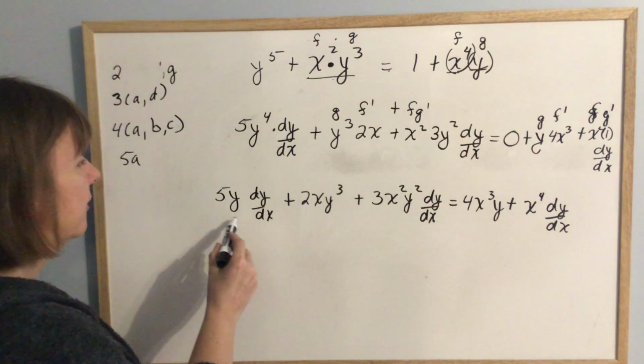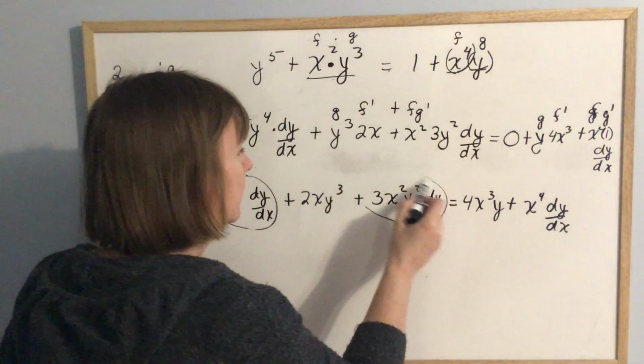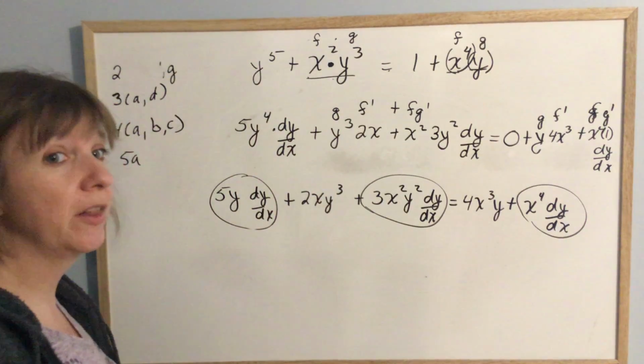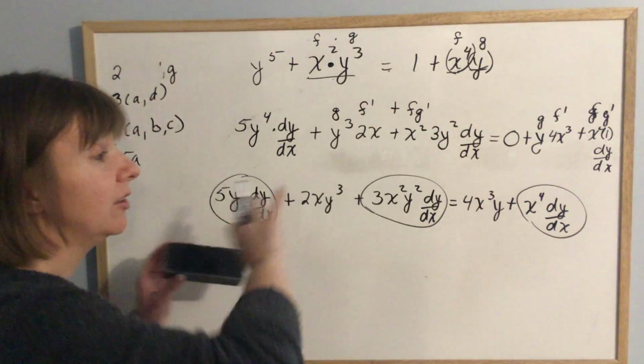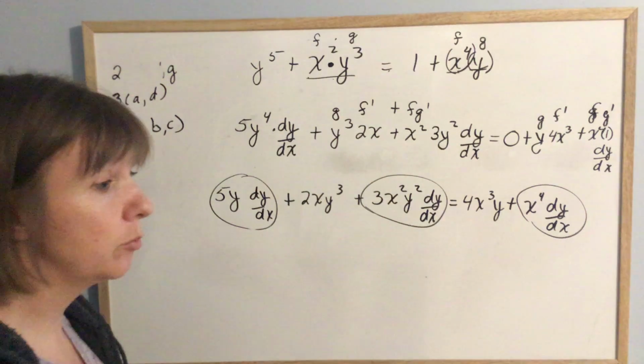Now, there are pieces that have a dy dx in them. There's one here, there's one here, and there's one here. I'm going to put them all on one side. The pieces that don't have a dy dx, I'm going to move them to the other side. But watch your signs when you do that.